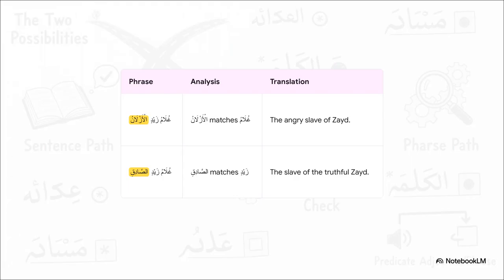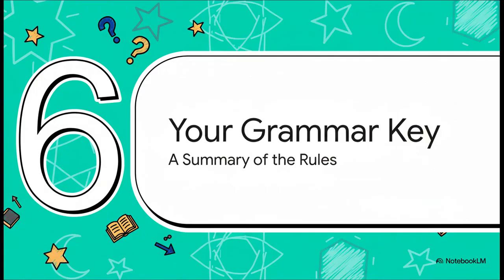Let's just run through 2 more quick ones to really lock this in. First one, the angry matches slave on all 4 points. Simple. The angry slave of Zaid. In the second one, the truthful matches Zaid perfectly, so it becomes the slave of the truthful Zaid. It's all about finding that perfect 4-point match. Okay, so we've gone down both paths. We've used the 4-point check.